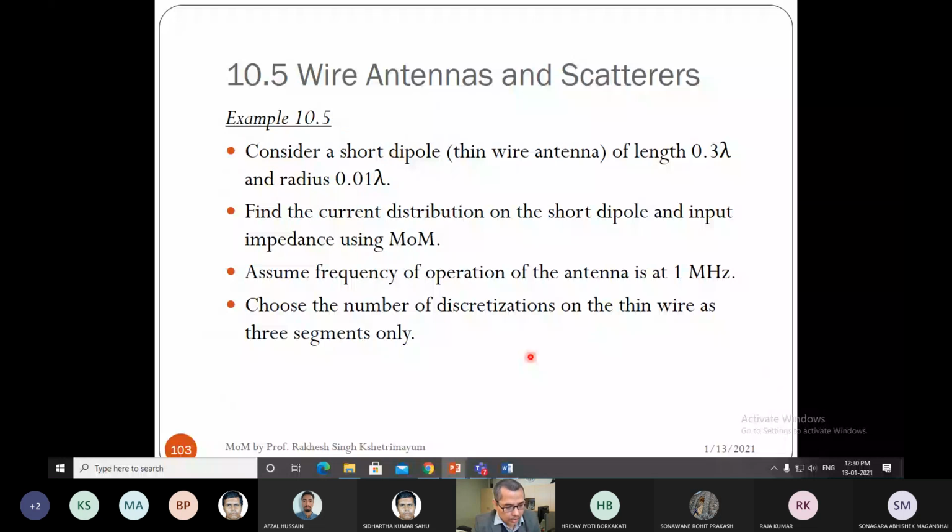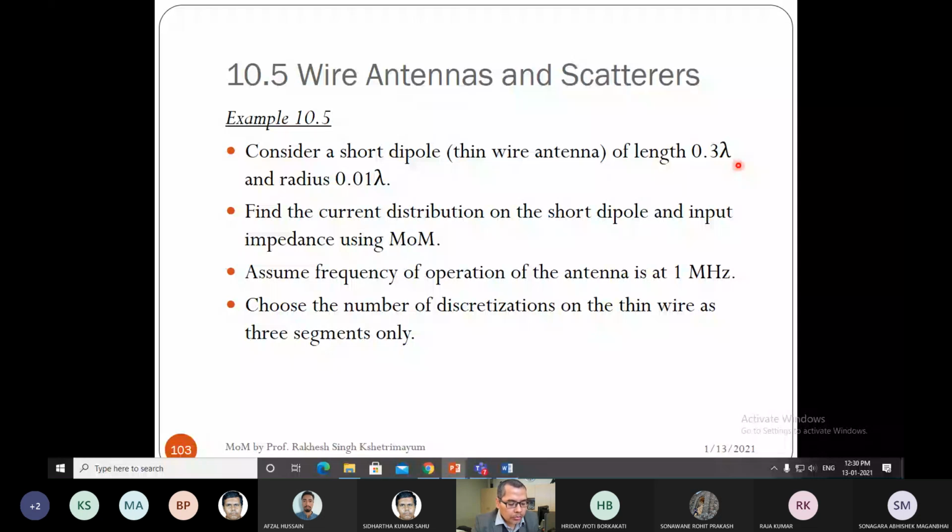Okay, so let's take a simple example to illustrate what we have learned. Let's consider a very short, thin wire dipole, and the radius of the thin wire dipole is 0.01 lambda. So it is much smaller than lambda. 0.01 is 1 by 100 of lambda. So it's a very thin wire dipole. I can use thin wire approximation. Green's function will become the Green's function of the free space. The total length of the short dipole is simply 0.3 lambda.